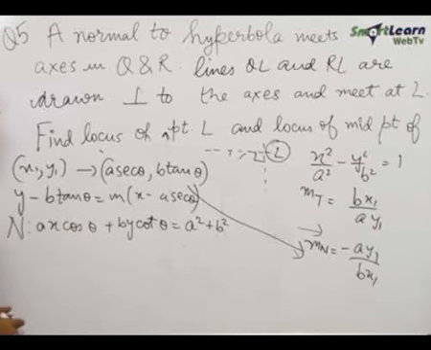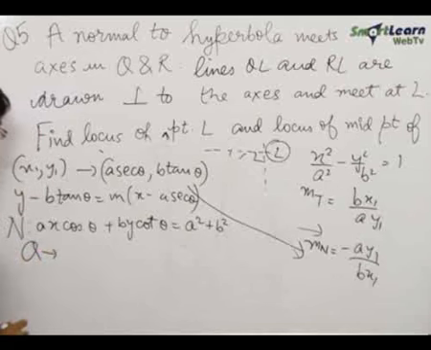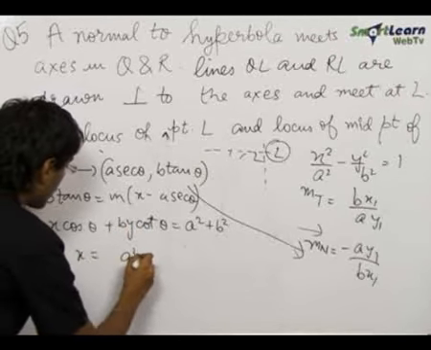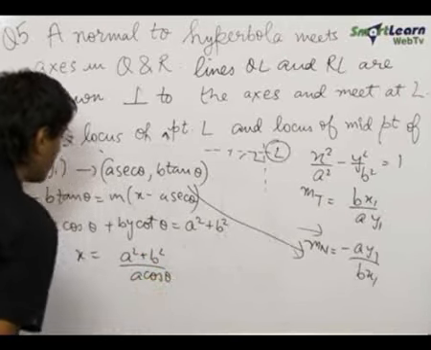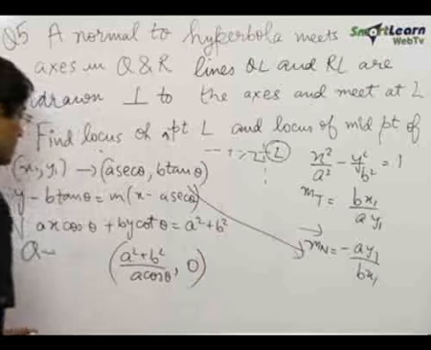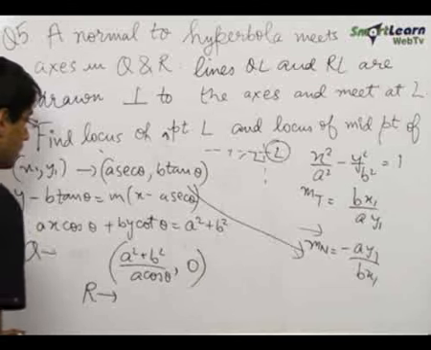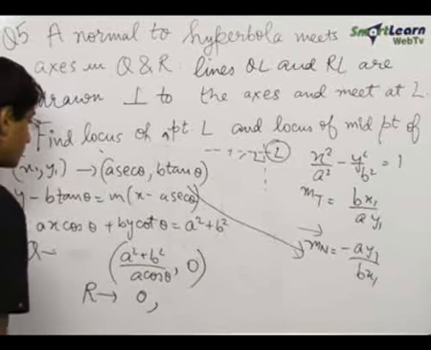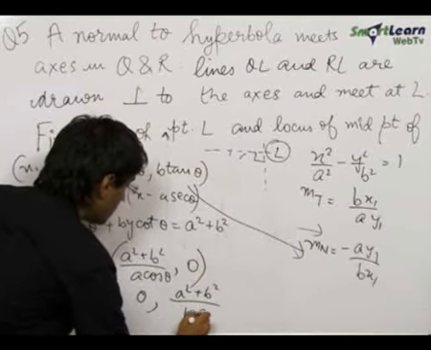Now this normal is meeting the coordinate axes in Q and R. So for Q, let us put y is equal to 0 to get x as a square plus b square upon a cos theta, and the y coordinate is 0, so point Q is this. And for point R, on putting x equal to 0, we get the y coordinate as a square plus b square upon b cot theta.